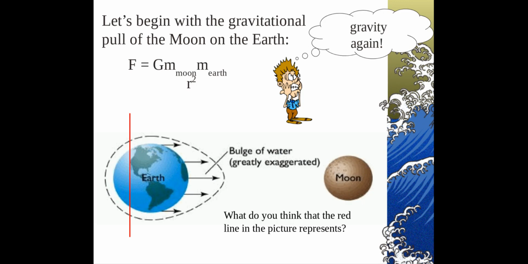So let's start with the gravitational pull of the moon on Earth. Yeah, I know, it's gravity again. Oh my goodness, math. Not really. The bulge of water on the moon's side of the Earth is a high tide. The moon has a certain amount of gravity, and it's pulling that water towards it. That gravitational pull generates something called a tidal force. The tidal force causes the Earth and its water to bulge out on the side closest to the moon. The red line is the center of gravity.